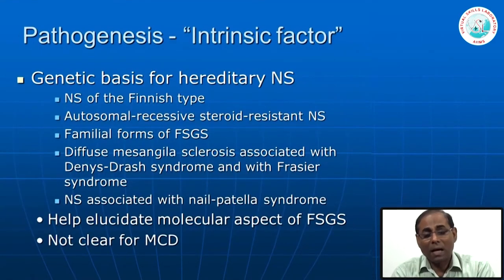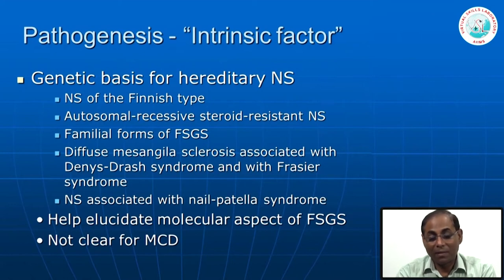Now, we ask why these things happen, what are the factors which lead to this kind of change in the podocyte. Till today it is not very clear, we still do not exactly know the cause of minimal change disease, or in some cases we know, but in the majority of cases we do not know. There are hereditary components, that is why nephrotic syndrome in the Finnish population with a particular genotype can be more common. There may be autosomal recessive steroid-resistant nephrotic syndrome. The familial form of focal segmental glomerulosclerosis can initially present as minimal change disease. There may be other relatively rare syndromes, like nail patella syndrome and Denys-Drash syndrome. So, basically these can initially present as minimal change disease, but some understanding of the molecular mechanism of minimal change disease we now have. I think we will go to that, but for the majority of cases we do not exactly know the cause.